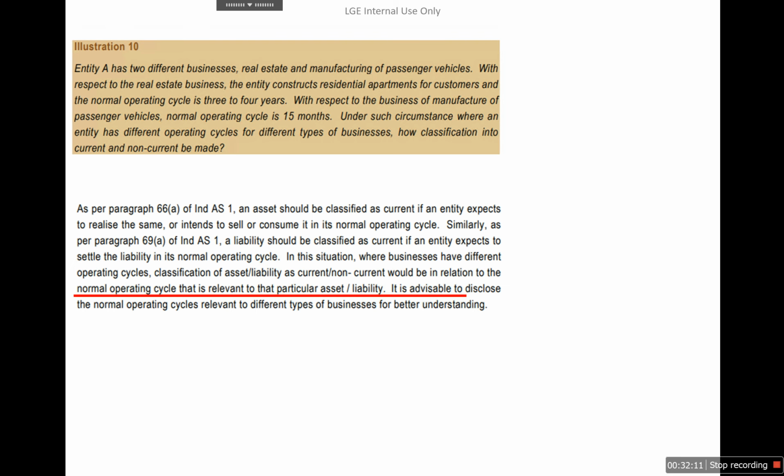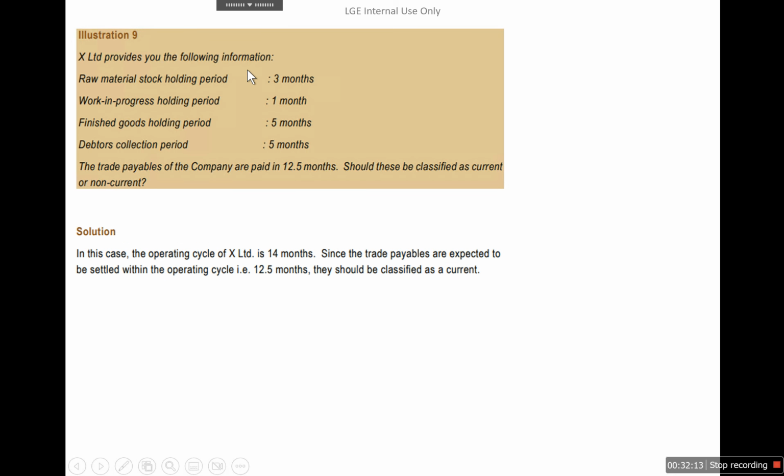Next is, X Limited provides you the following information: raw material holding period is 3 months, WIP is 1 month, finished goods is 5 months, and debtor collection period is 5 months, and trade payables of the company are paid in 12.5 months. Should these be classified as current or non-current?